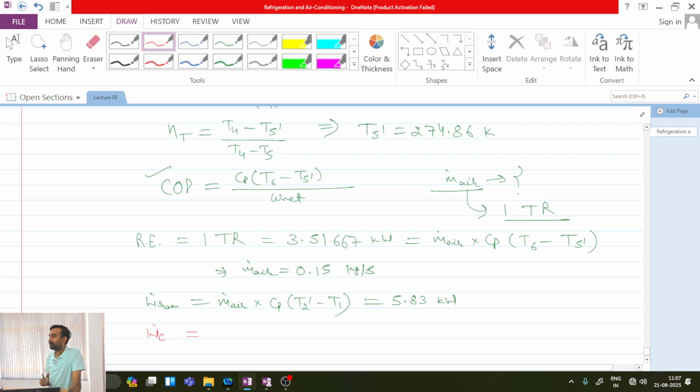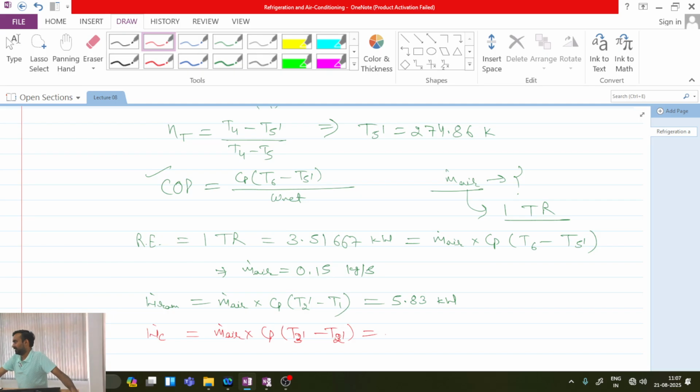Okay. Next, what do we need to calculate? W compressor. What is the process of compression? 2 dash to 3 is the ideal, and the actual process is 2 dash to 3 dash. So mass flow rate of air into Cp into (T3 dash minus T2 dash) will be the compressor work. The SI unit for mass flow rate is kg per second only. So how much is it? Please tell me the compressor work.